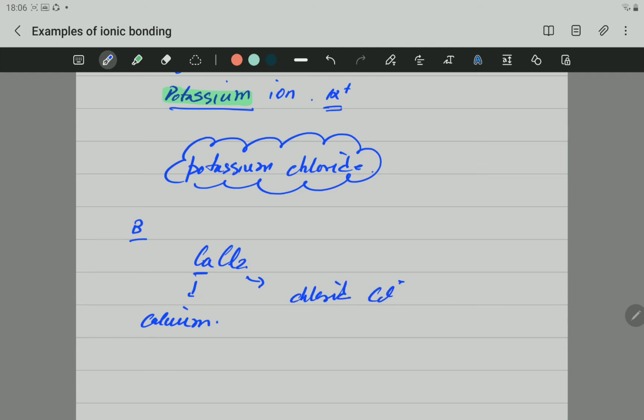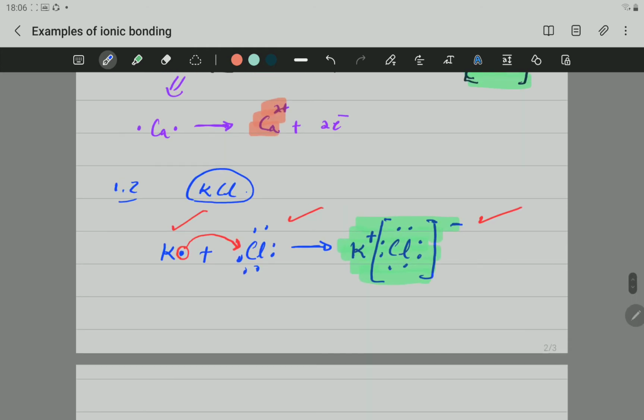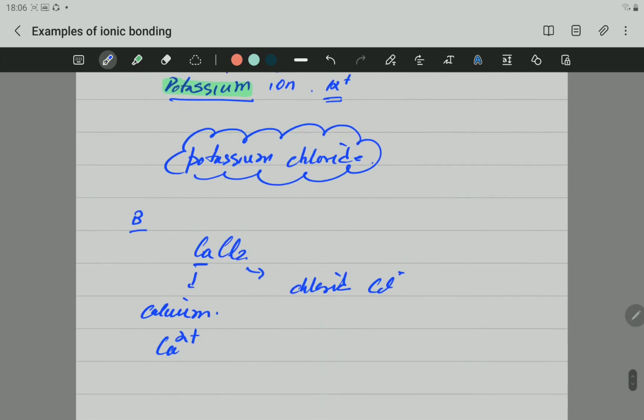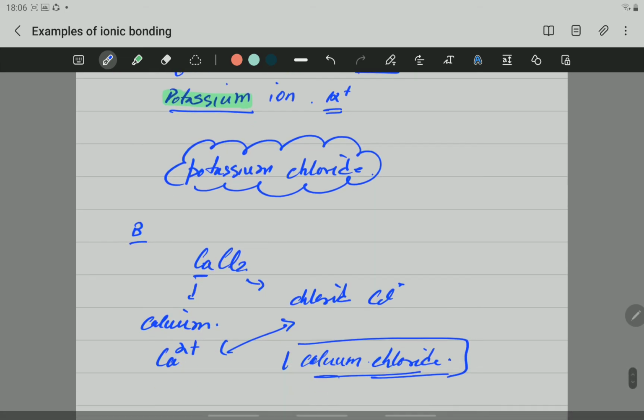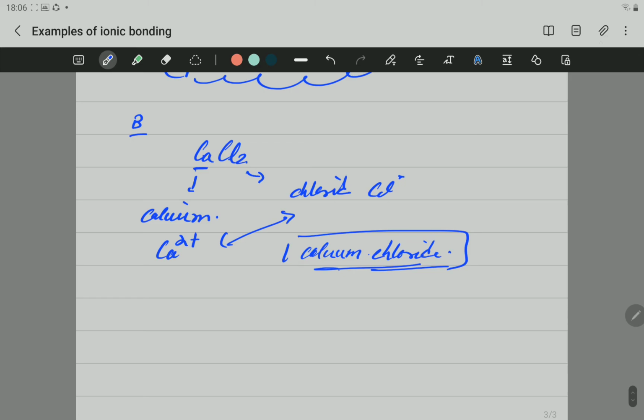Remember, chloride is Cl minus, calcium is Ca2 plus. We have the representation here at the first question. Okay, there you go. So when they combine the names, we have calcium chloride. The number is not part of the name. So this is question 1.3. Let's go to question 1.4.